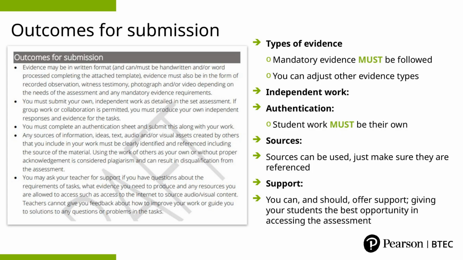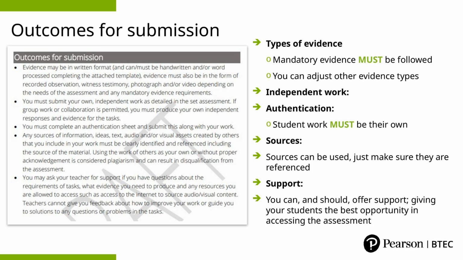They may have questions about the assessment, the tasks, or what the command verb means. You can offer support to help your students understand what the assessment or tasks are asking them to do. For example, you might need to explain what is meant by describing something, rather than writing a list or identifying.